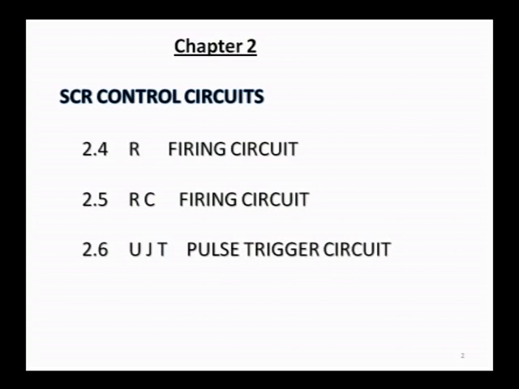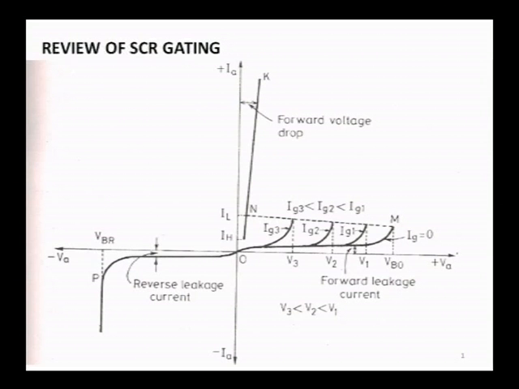Now, to start with, in the last class, in fact in my session, while describing the gating requirements of SCR, you have seen this VI characteristic of SCR. In this case, as and when you increase the gate current, Ig0, Ig1, Ig2, Ig3 etc., the breakover voltage reduces. So, you can keep on increasing the gate current so that SCR can turn on at an early instant. This is the logic of turning on of your SCR.